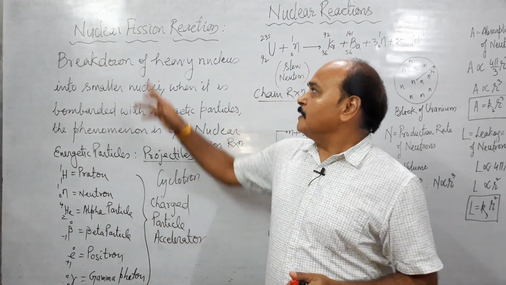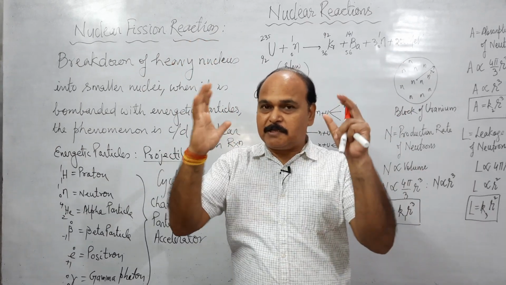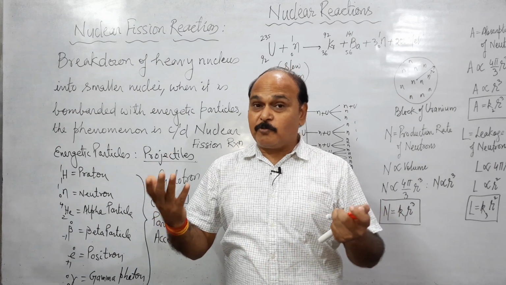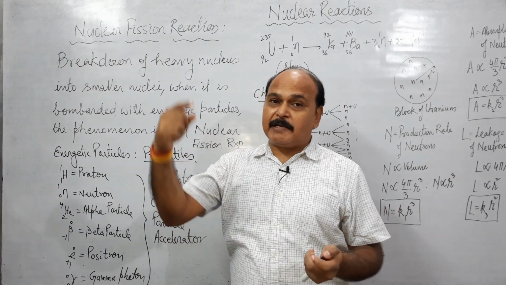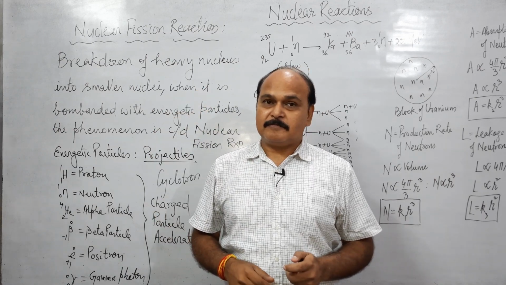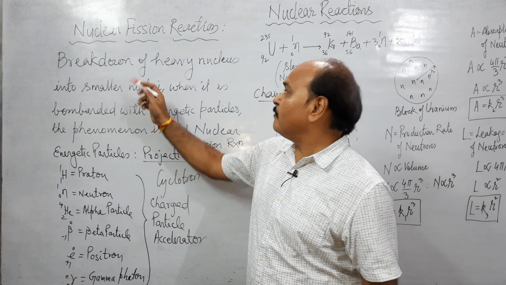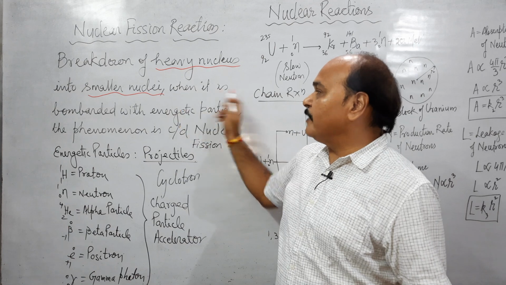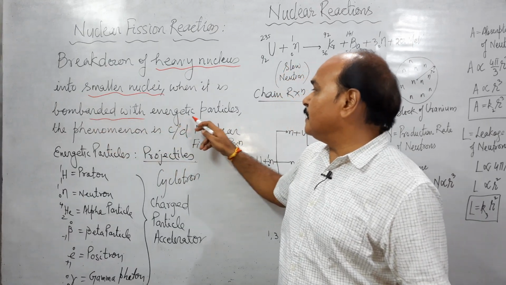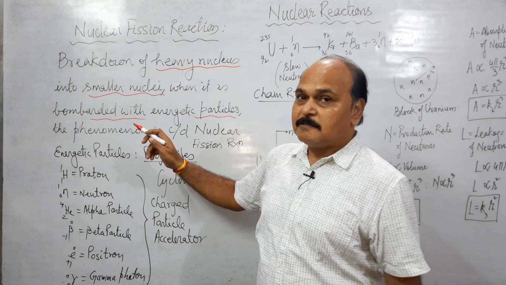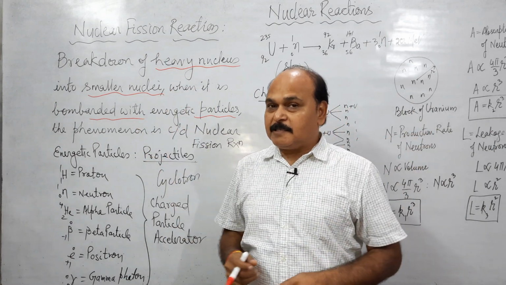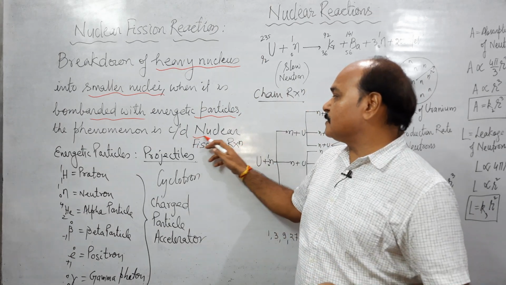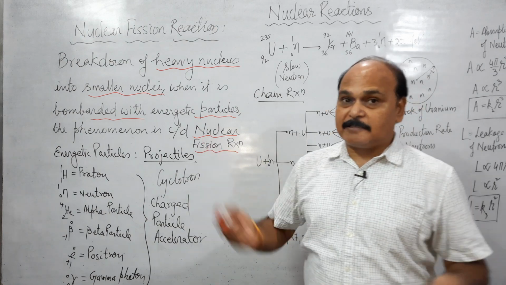In nuclear fission reaction, children, a big nucleus breaks down into smaller nuclei. But this breakdown takes place only when an energetic particle hits the nucleus. So what is nuclear fission? Breakdown of a heavy nucleus into smaller nuclei when it is bombarded with energetic particles. The phenomenon is called nuclear fission reaction.